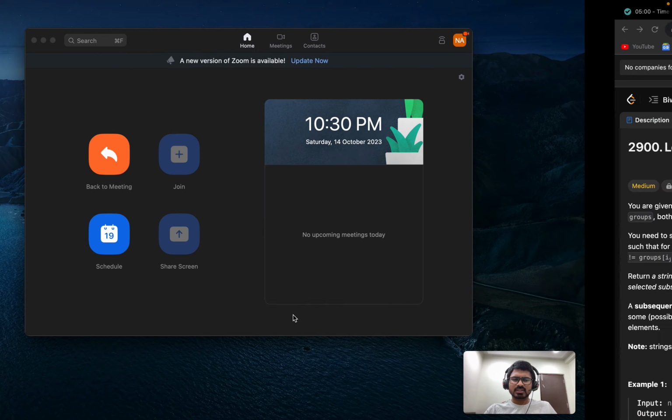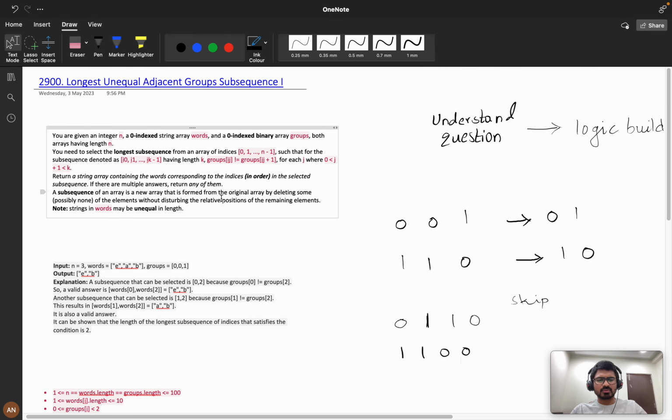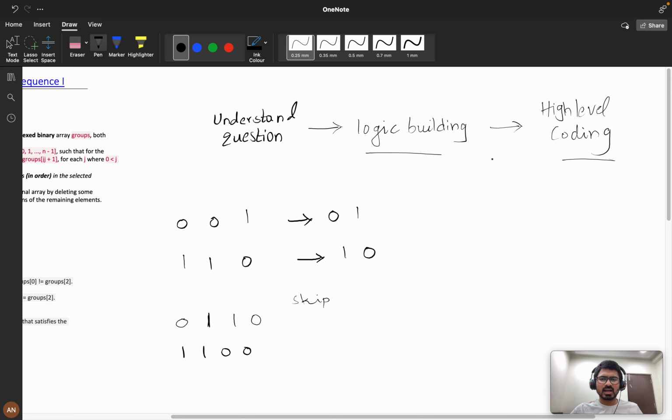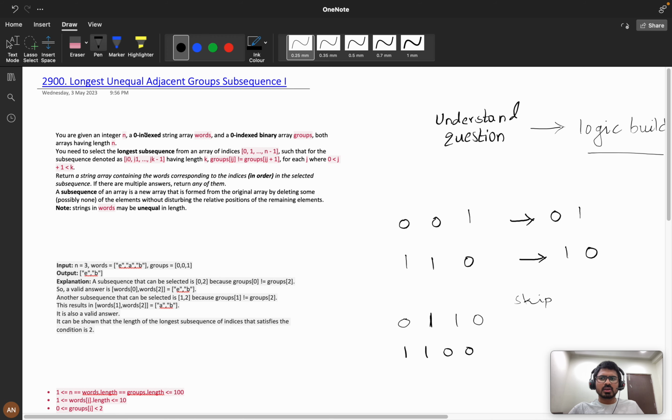So first let's understand the problem statement. First we will understand the question clearly, then we will build the logic and we will see the high level of the coding. Here you are given an integer n, a 0 indexed string array words. He is saying that he will give an n and he will give words, and a 0 indexed binary array groups. Binary array groups means it's either 0 or 1.